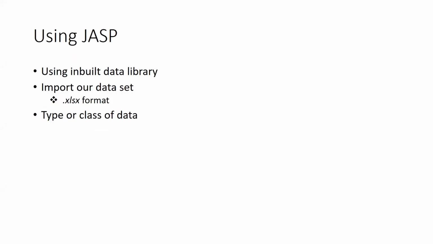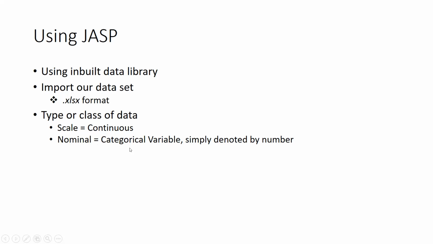And then we have different types or class of data. So there are three main types. First is scale, which is a continuous numerical data. Then we have nominal, that is categorical variable. So it is just a text for us. But for JASP or for the software, it is denoted by numbers, 1, 2, 3, etc. But we cannot do any statistical analysis on those numbers. They are just for representative purpose for the software.